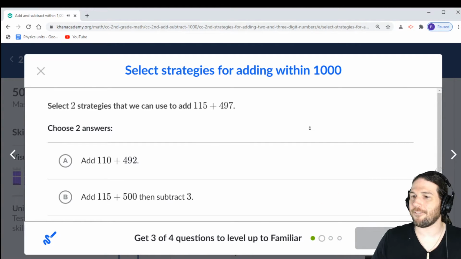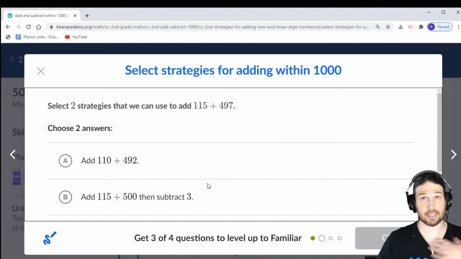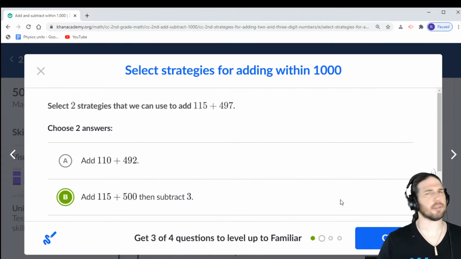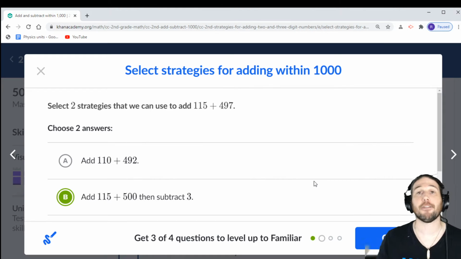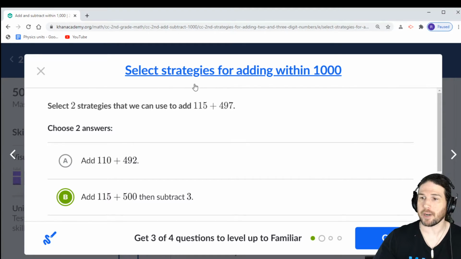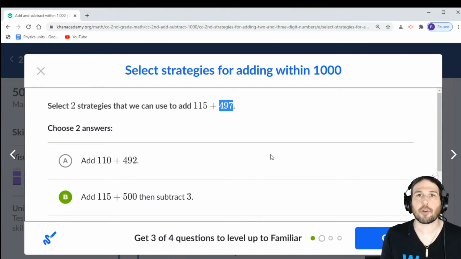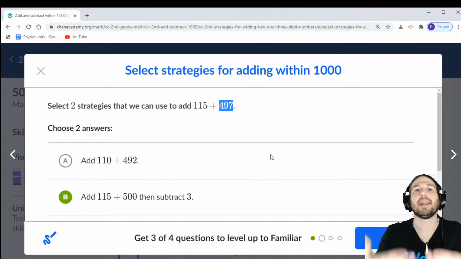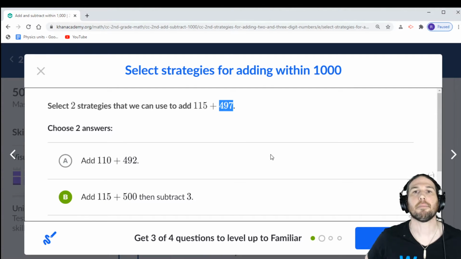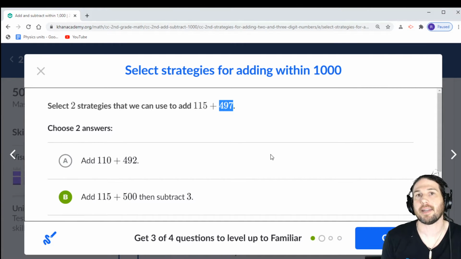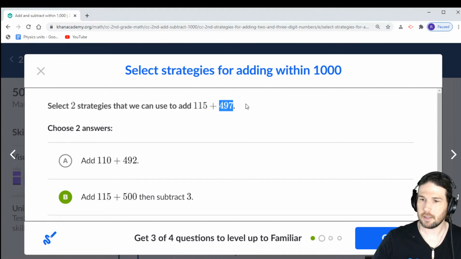Two strategies to add 115 and 497. So the first thing that I see, if I was going to do this, is I would absolutely do strategy B. I would absolutely add 500, which is 3 more than 497, and then I would subtract 3. Adding 500 and then subtracting 3 is the same thing as adding 497 in the first place. You can take that one step, break it up into 2 much more easy steps. What else could we do?